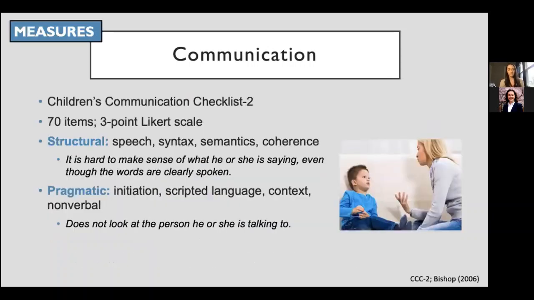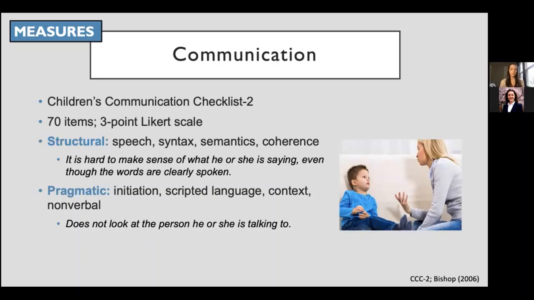The first measure is a measure of communication, the Children's Communication Checklist, which is a commonly used standardized measure for measuring children's communication abilities. Parents rated the frequency with which children use specific language skills on a 3-point Likert scale on 70 items. This measure covers both structural language and pragmatic language.